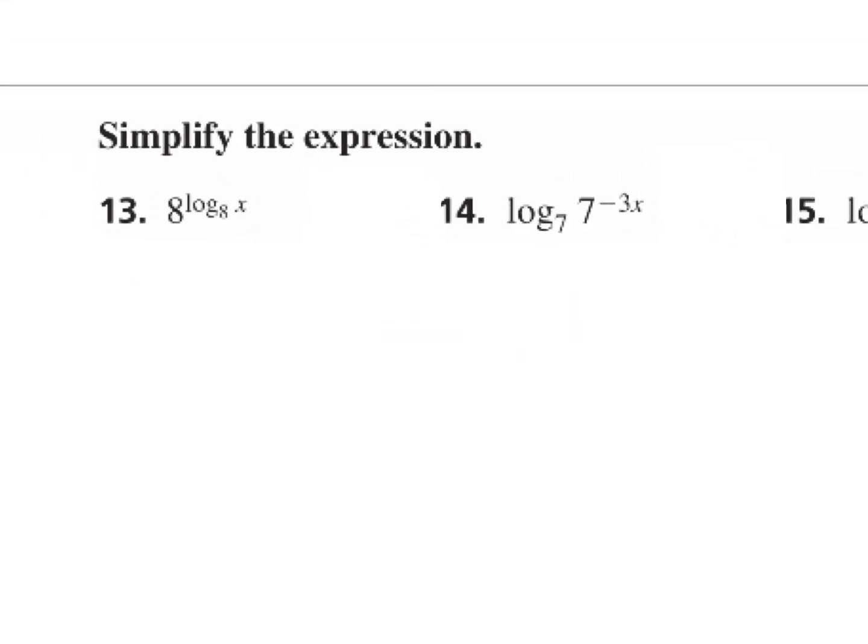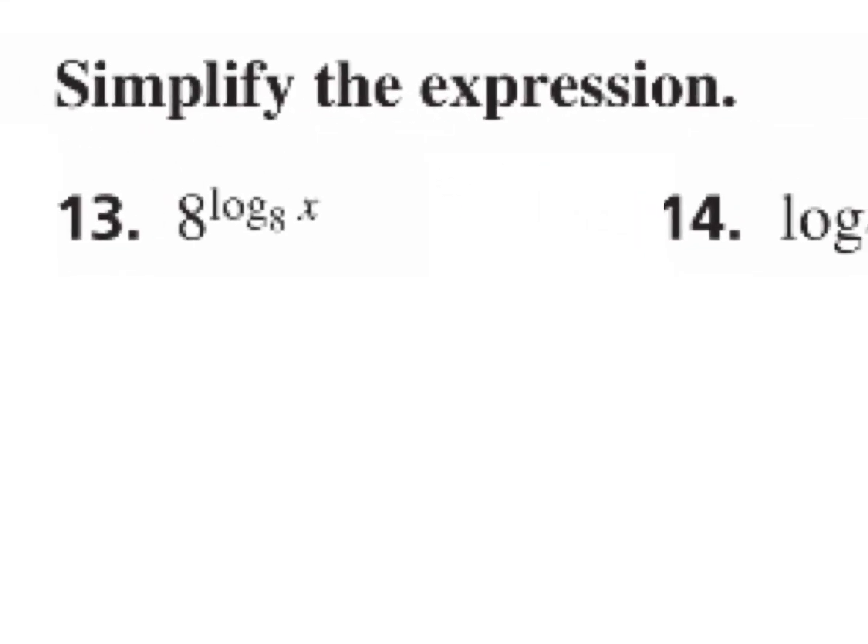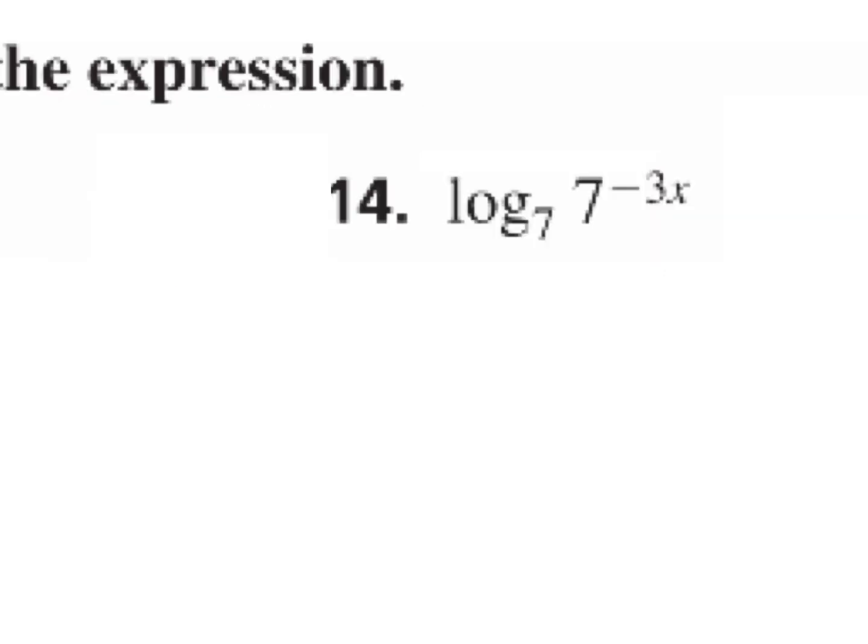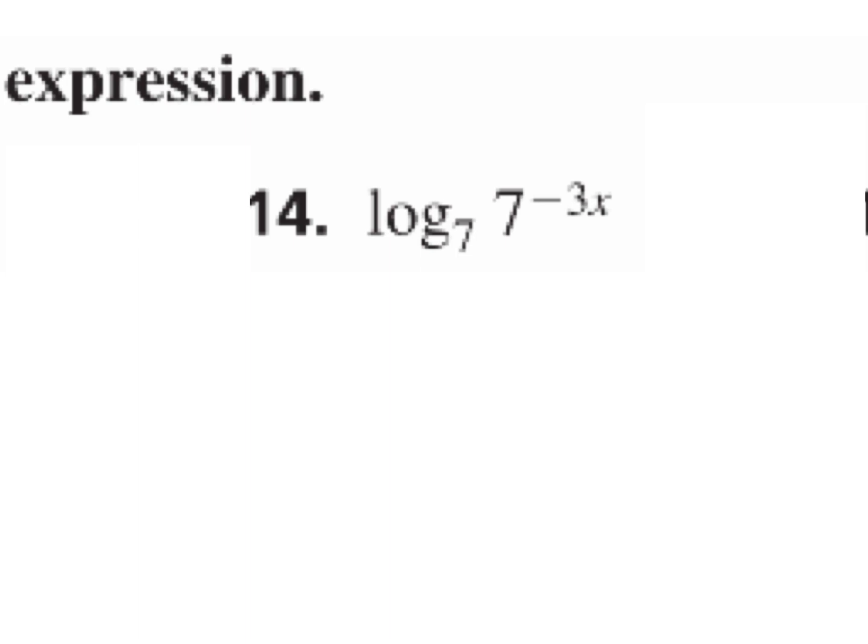All right, look at this. What do you notice in 13? You have a big 8 and a little 8. So what happens with 8 to the log base 8? It cancels, so you're just left with x. All we're doing is simplifying. I have log base 7 with a big 7. What happens? Cancel, so we're left with negative 3x. You're like, can we have a bunch of these on the test?